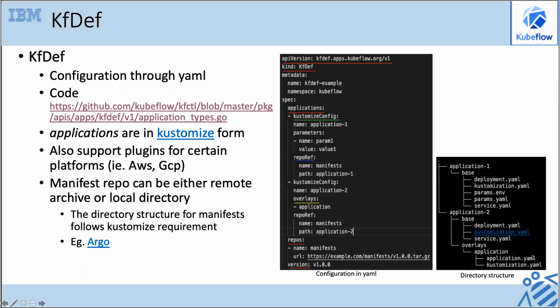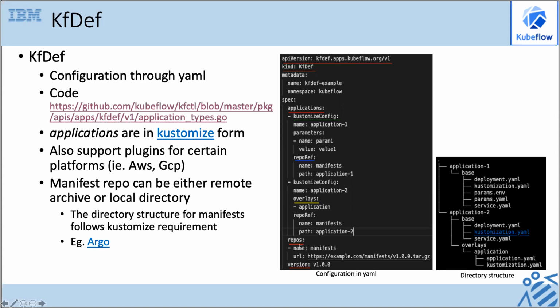Inside the application, you have application.yaml. Of course, you can see there's always a kustomization file for each directory, either a base or an overlay. This kustomization YAML file basically defines the generators, transformers, or resources. That can be one of them or all of them in that kustomization YAML file.